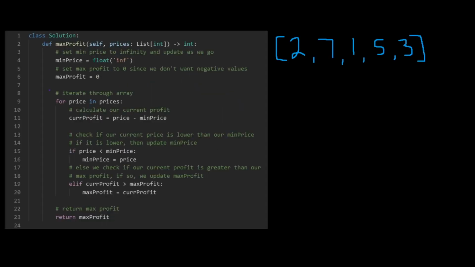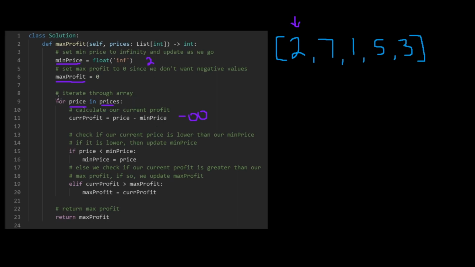To start, we want to set our min price to infinity and our max profit to 0. From here, we're going to iterate through the array. So for price in prices, meaning we're going to start with a price of 2, we want to calculate our current profit, which is equal to our current price minus our min price. In this example, it would basically be negative infinity for the first iteration, but that's not going to matter. From here, we want to check if our price is less than our min price, which for now is infinity, and it is true. So our new min price is going to be equal to 2.